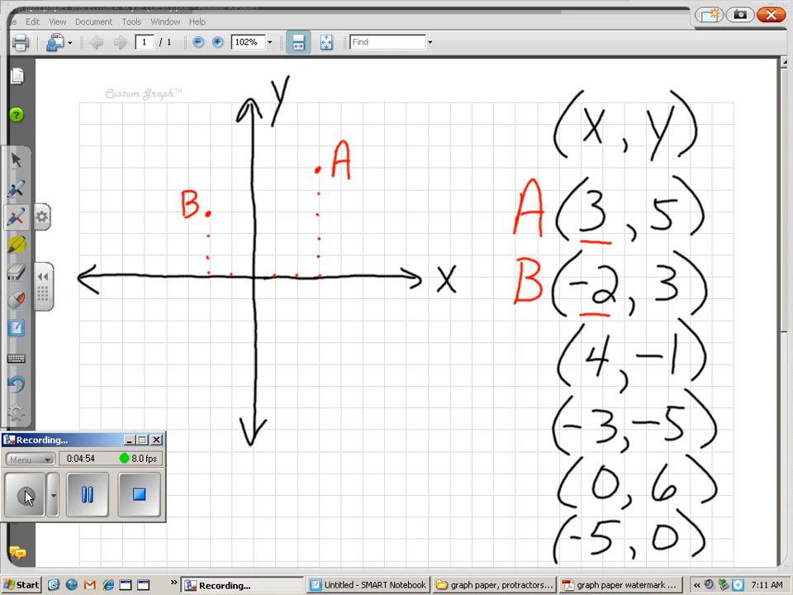Okay, look at C now. C is 4 steps to the right and 1 step down. So 1, 2, 3, 4 steps right and 1 step down puts me right there, point C.